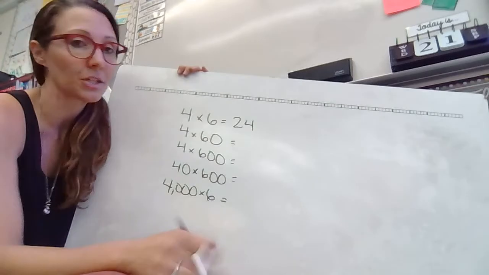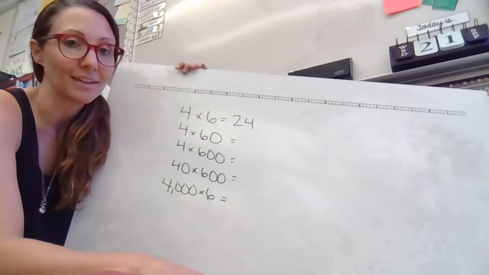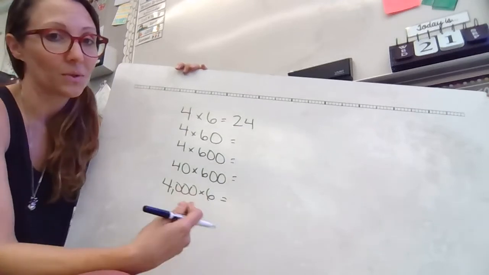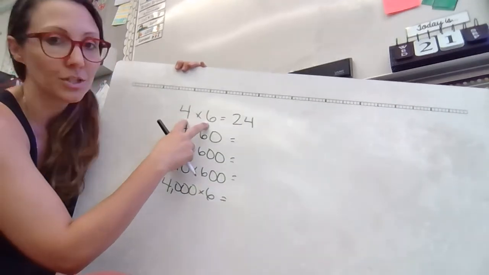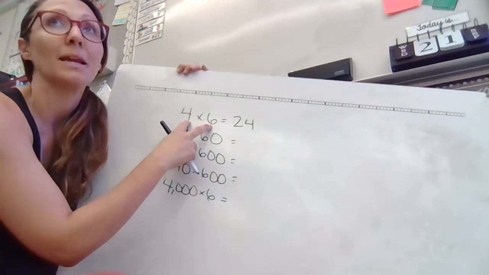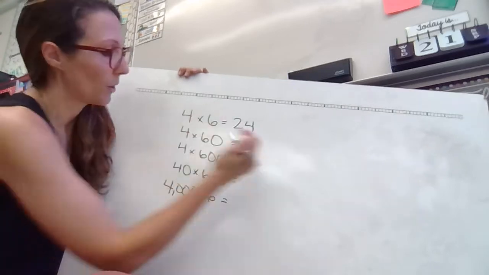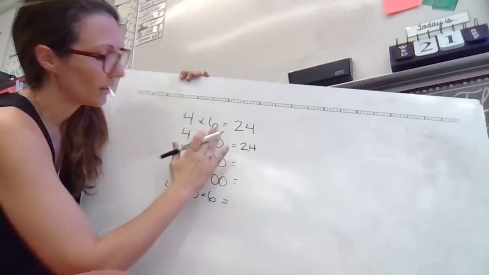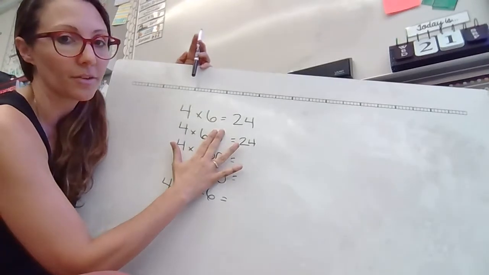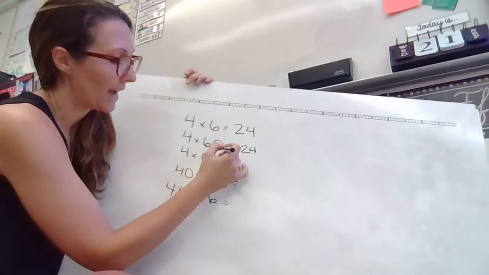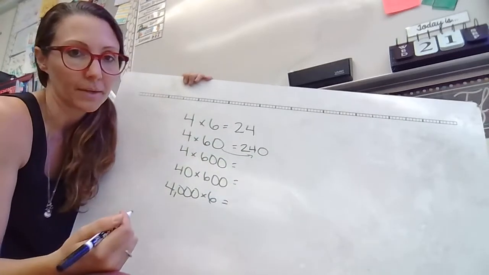But actually, we're just going to do the exact same thing. We're going to do that strategy that we learned yesterday about how we can solve these big problems when we have zeros. So again, I'm just going to look at what my two main numbers are. So 4 times 6 is 24. And I covered up that 0 to get that answer. So I'm doing this. I'm covering up that 0. And so I'm just going to add it over here. So 4 times 60 is 240.